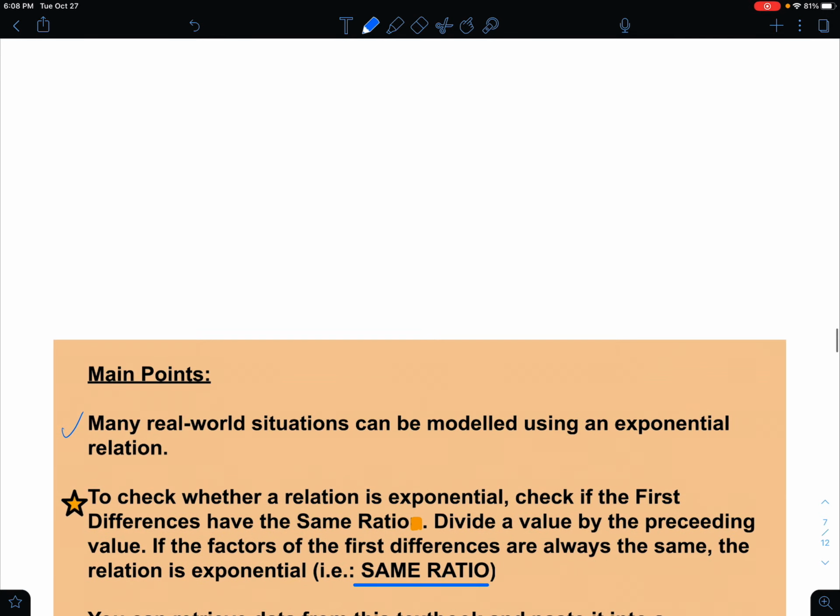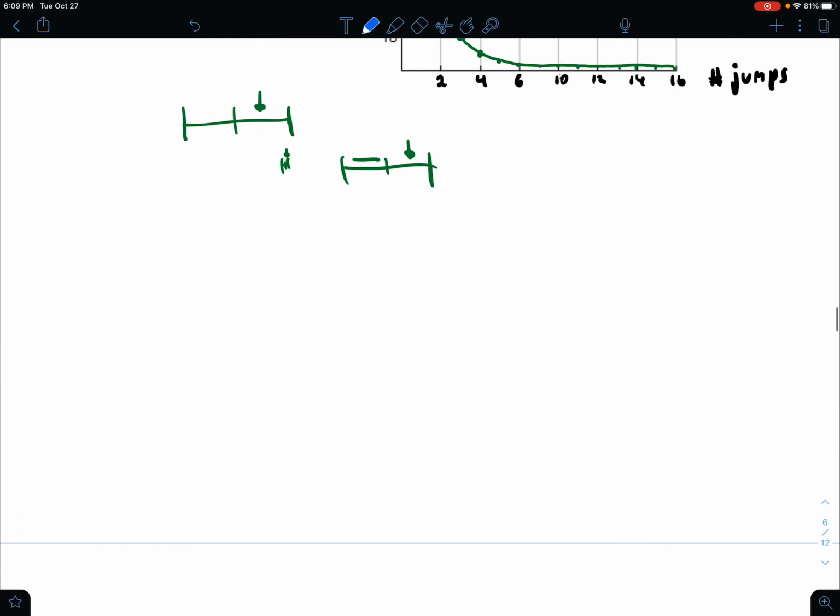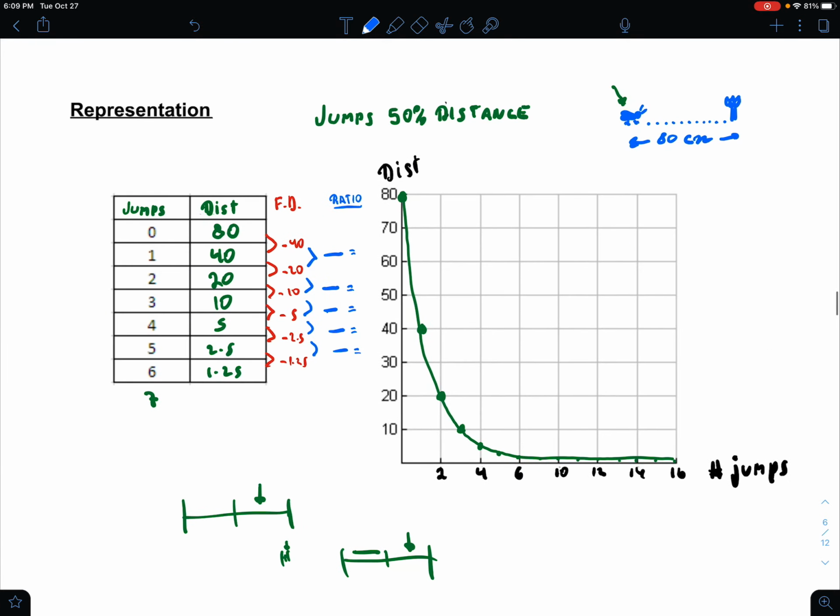Point number two, to check whether a relation is actually exponential, this is what we do. First we check the first differences, and then we check if they have the same ratio. What is a ratio? It's something divided by something. So we check the value divided by the previous first difference, and if that's always the same, we have the same ratio, then it's exponential. Let's check it on the example that we just did.